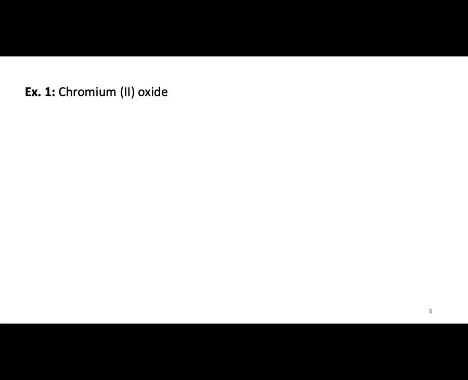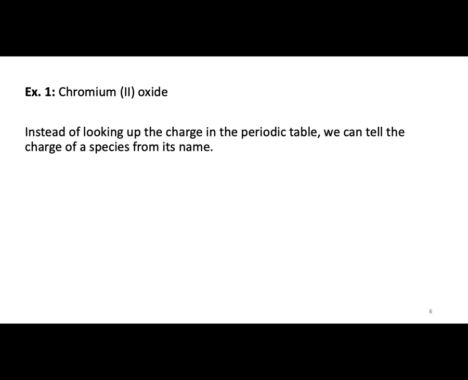So here's an example, chromium 2 oxide. Now instead of looking up the charge on the periodic table, we can actually tell the charge from its name. So chromium 2 is going to be chromium 2+. Remember, all metals are positive ions. And oxygen, we have to look at the periodic table and we see its ion charge is 2-. Okay, our charges are already balanced, which is great. So our formula is CrO.